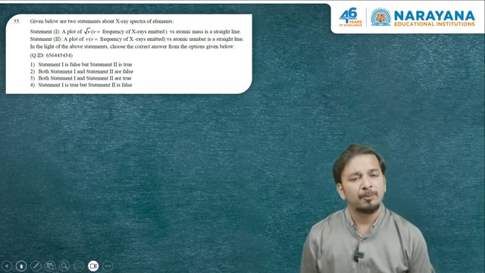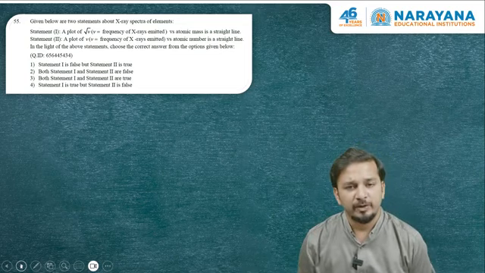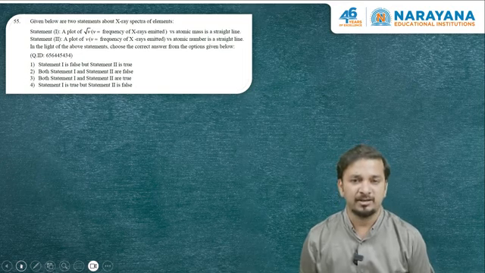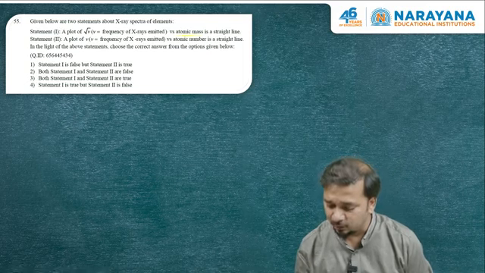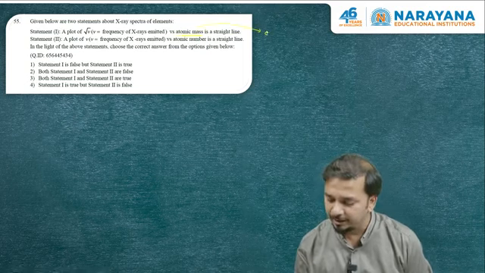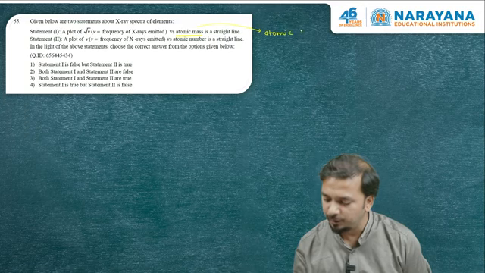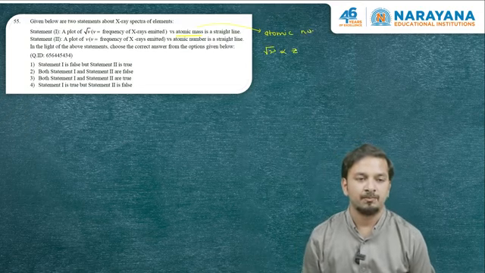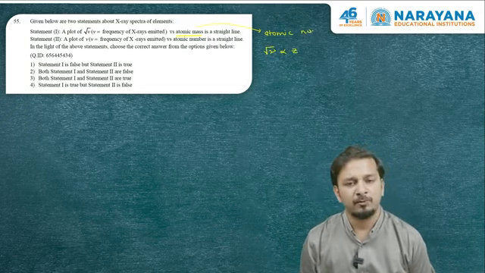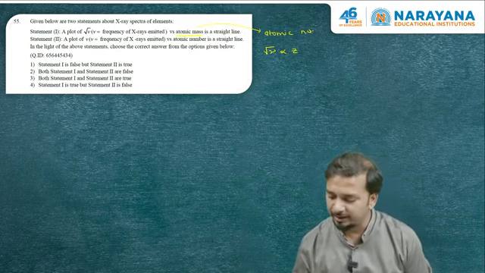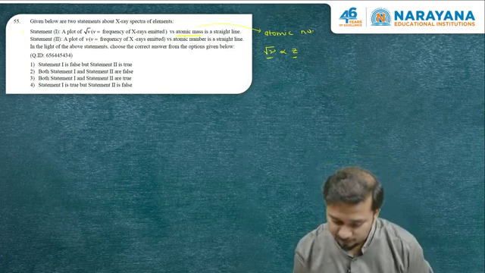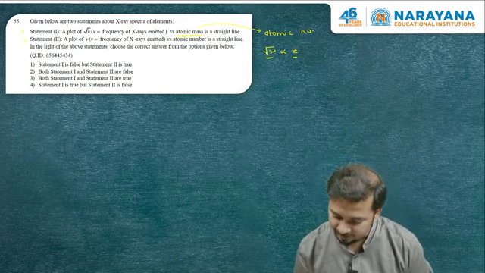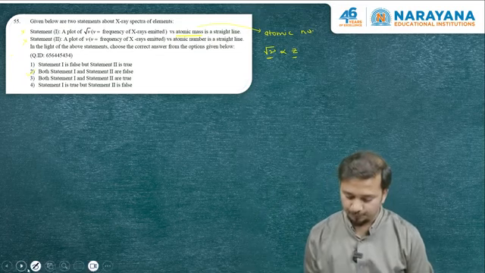Statement 1 says a plot of root mu, that is the frequency of X-rays emitted, versus atomic mass is a straight line. That is incorrect. A plot of root mu versus atomic number will be a straight line. We know root mu is proportional to Z, which is atomic number. Statement 2 says a plot of mu versus atomic number is a straight line. That is also incorrect. It should be root mu versus Z that is a straight line. So both statement 1 and statement 2 are wrong, and the correct answer for this question is option number 2.